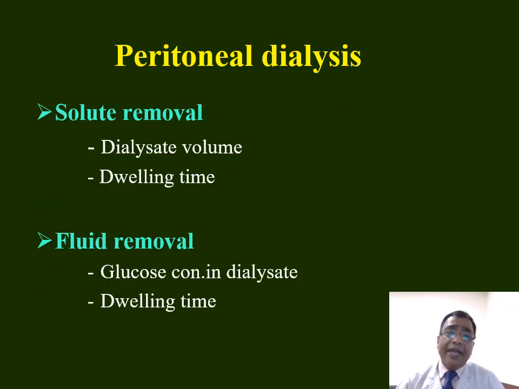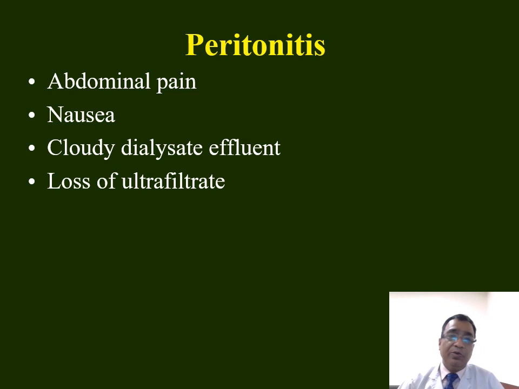There are two aims for peritoneal dialysis as well as any other renal replacement therapy. One is solute removal, another is fluid removal. In peritoneal dialysis, solute removal requires more dialysate volume as well as more dwelling time. Whereas fluid removal requires the glucose concentration of the dialysate to be higher, that governs the osmotic dragging pressure, and dwelling time should be less. That results in more fluid removal.